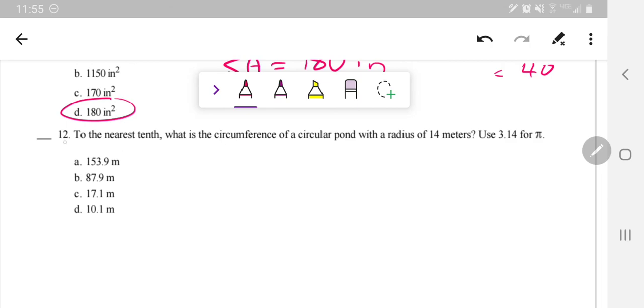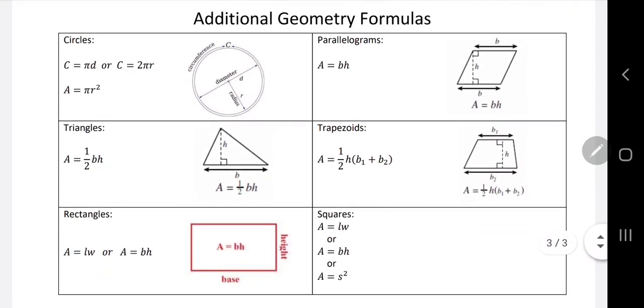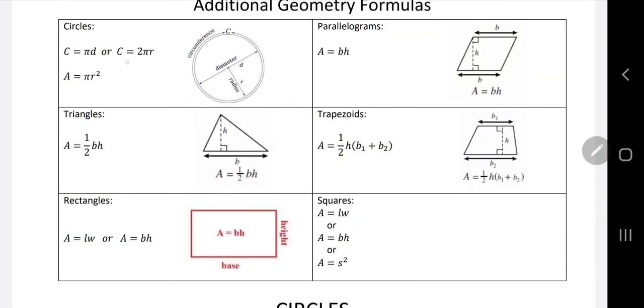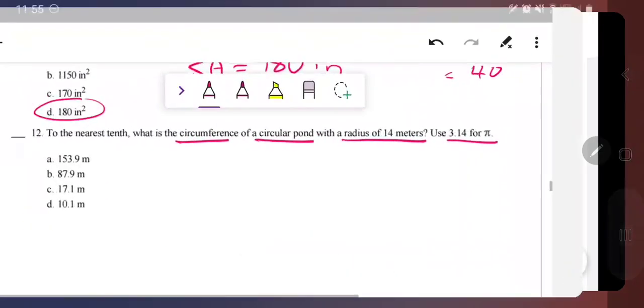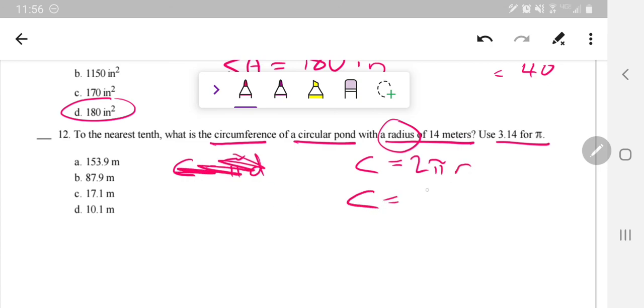12. All right, we're finding the circumference of a circular pond with a radius of 14 meters, and we're using 3.14 for pi. If you don't remember, go back to our formula sheet, find circles. Notice that on the left column here, there's two formulas for circumference, and we're going to use the one that they give us the information for. So since it says radius, there's pi d, and there's 2 pi r. Well, we're not going to use that one. We're going to use this one because it has an r in it, and they give us the r, or radius.